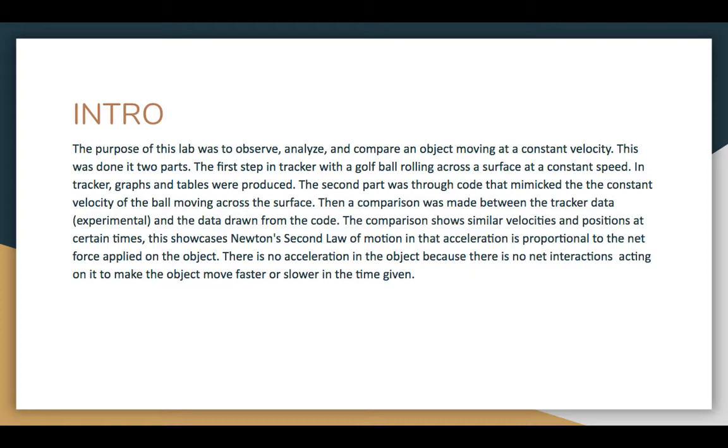Then a comparison was made between the Tracker, which is the experimental data, and the data drawn from the code. The comparison shows similar velocities and positions at certain times. This showcases Newton's second law of motion, in that acceleration is proportional to the net force applied on the object. There is no acceleration on the object because there is no net interaction acting on it, making the object move faster or slower in the time given.